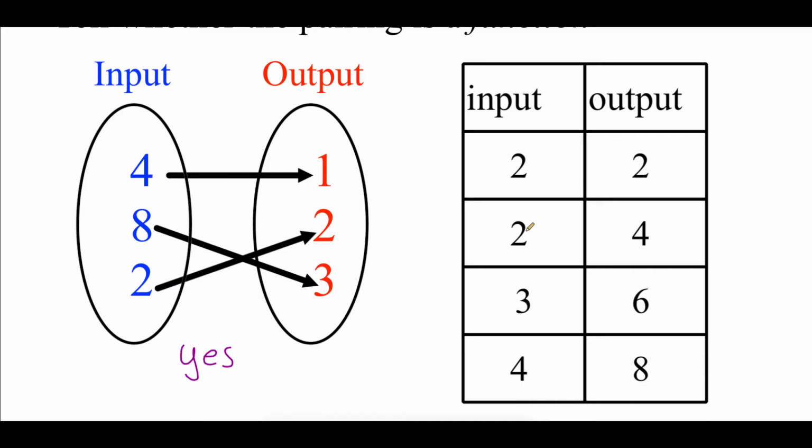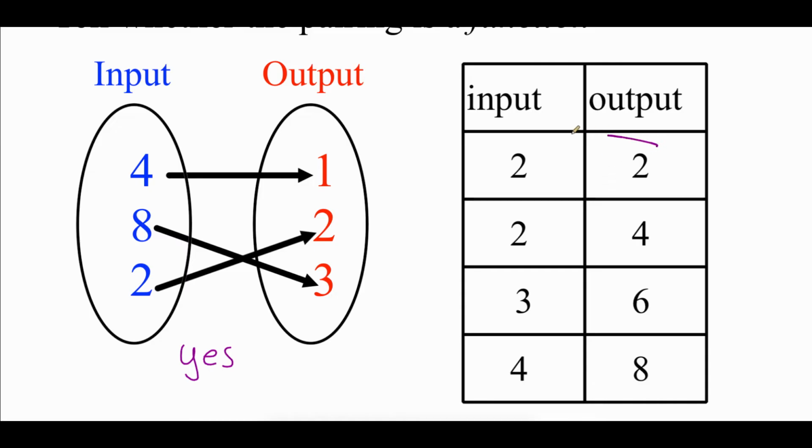But then we've got another input value of 2, but this time the output is 4. Our input value of 3 is matched with 6 and our input value of 4 is matched with 8. Trying to decide if this one is a function or not, we're looking to make sure that each input value is matched up with only one output value.